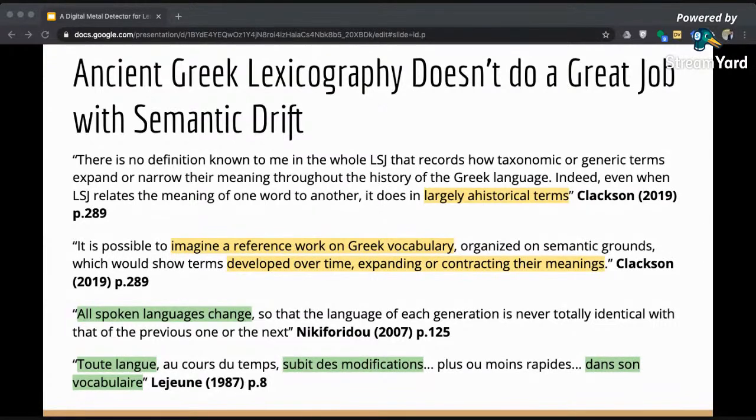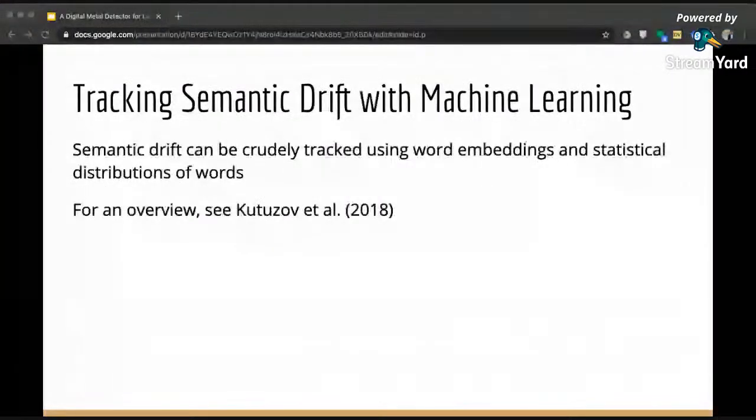James Clackson talks about how the LSJ usually treats largely ahistorical terms. And he expresses the wish that we could imagine a reference work on Greek lexicography which shows developments over time, an expansion and contraction in meanings. And there's also been the common observation that Greek word meaning does change. All spoken languages change, Nikiforou says, and Lejeune comments that every language undergoes modifications in its vocabulary. So we've got these observations of change. You've got lots of articles and books on the philology of word change in individual Greek words, and yet little treatment in traditional lexicography. So we need to fix this problem.